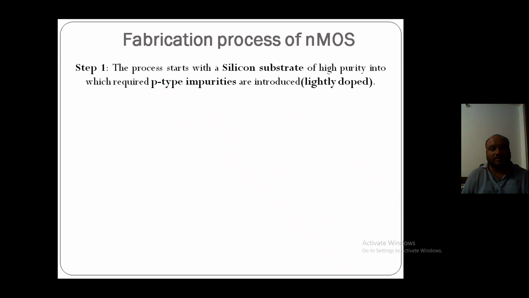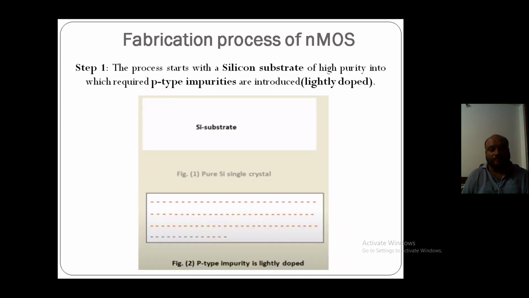The process starts with a silicon substrate of high purity into which required p-type impurities are introduced, which is known as doping, lightly doped. So pictorial representation, you can see figure 1 is the plain silicon substrate without any impurities, and figure 2 represents the silicon substrate lightly doped with the p-type impurities.